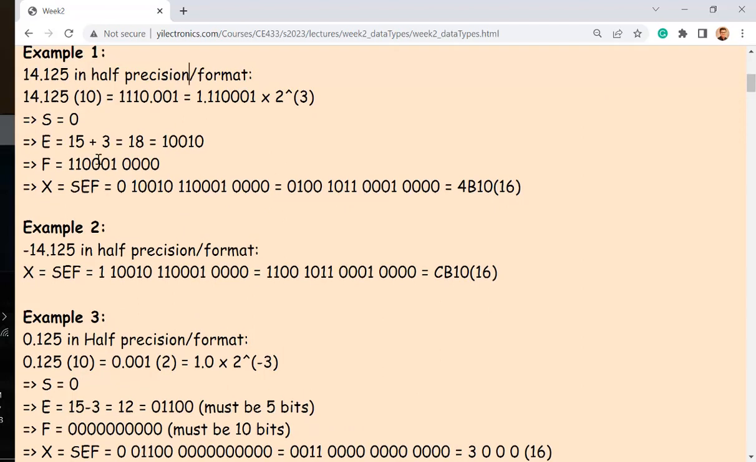So now we combine them, okay? Here's S, no problem. Here's E, no problem. E is here, right? See, 18. And here's F. We just added 4 trailing zeros to make up the 10 bits for F. But you have to regroup them because you need 4 bits for the hex numbers, right? So group and group like that. That's how I regroup them, and then eventually you'll find a hex number for it. It's going to be 4B10.